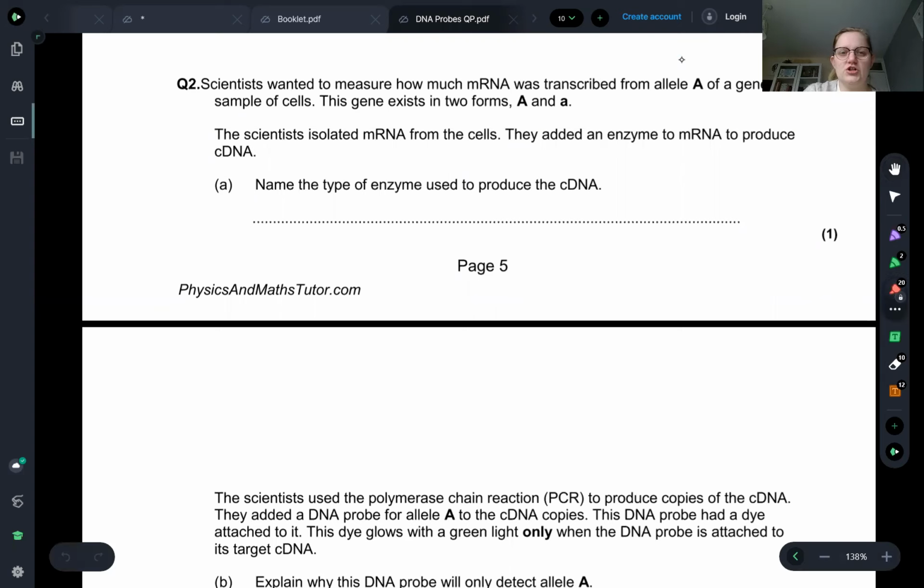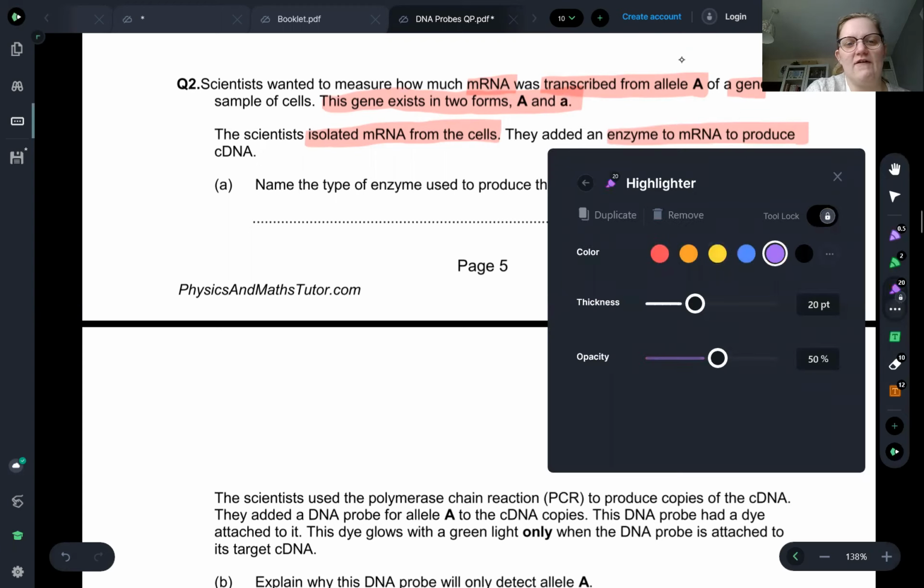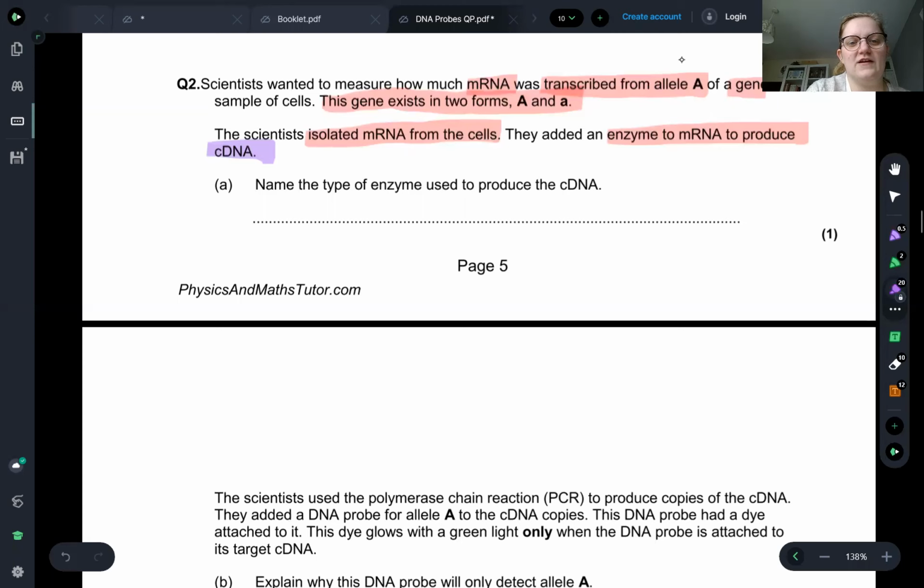So straight away in this question, I would highlight the word mRNA because that's a key point. We're not looking at DNA, we're looking at mRNA, first bit of information. And we're looking at how much mRNA was transcribed from allele A of a gene in a sample of cells, and the gene exists in 2 forms. The scientists also isolated mRNA from the cells, and they added an enzyme to mRNA to produce cDNA, and that's really important. So I'm just going to change the color of this to highlight that, to then produce cDNA.